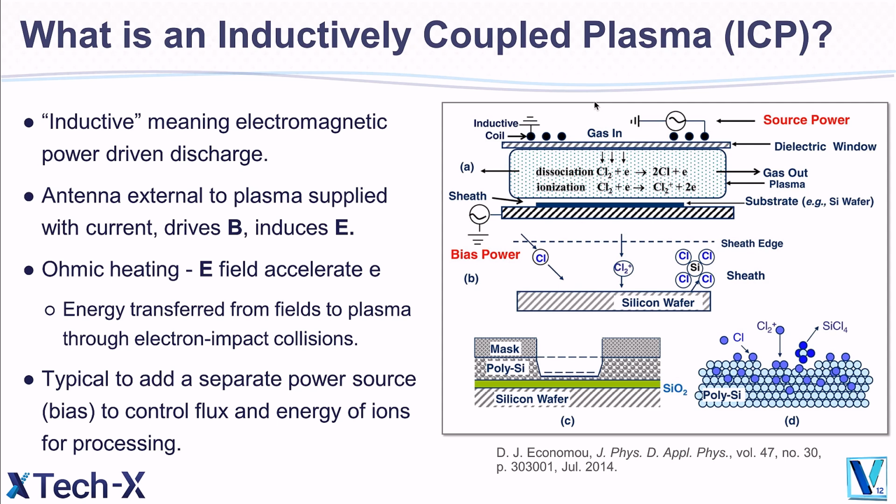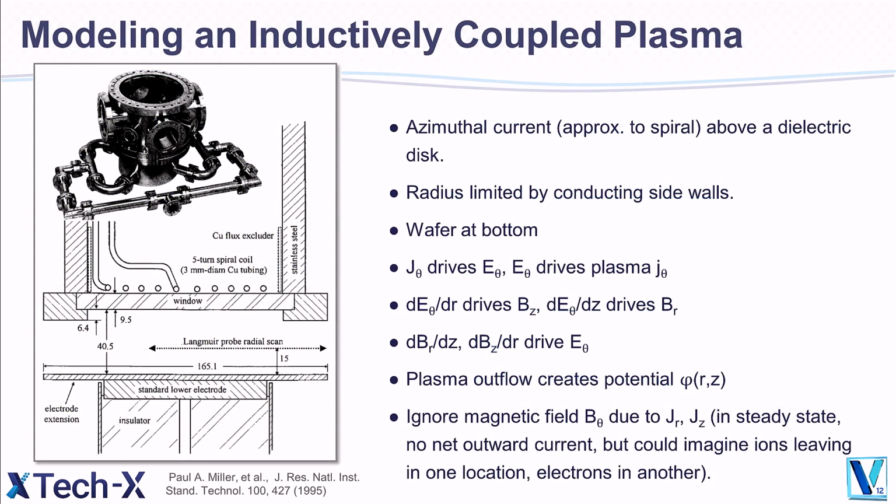These types of plasma chambers typically add a separate power source, such as a bias, underneath a wafer for processing to control the flux and energy of ions. Modeling an inductively coupled plasma is a difficult problem.